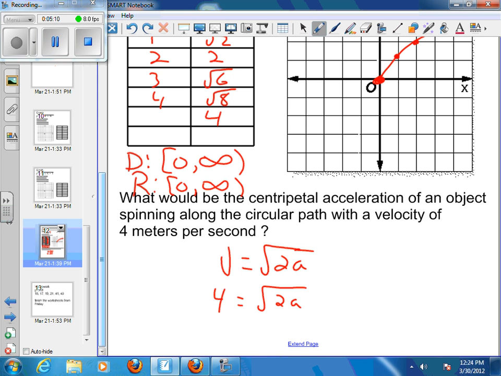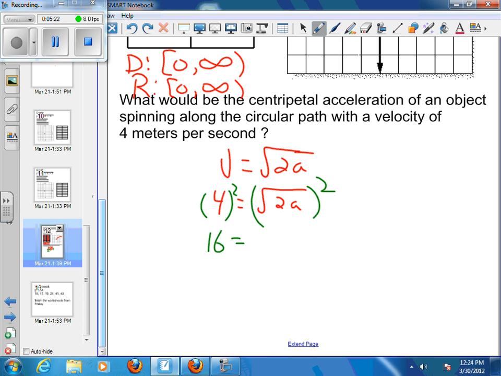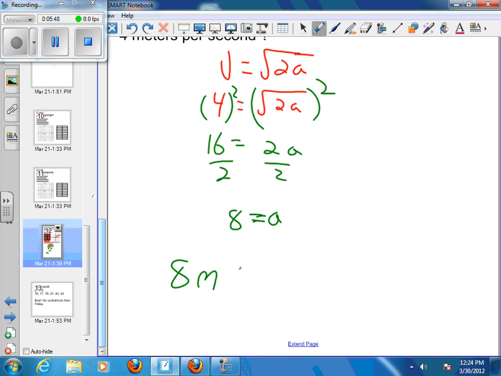So to get the a by itself, you would have to square both sides. So that means I'm squaring this side and I'm squaring this side. So that becomes 16 is equal to, and the opposite of square rooting is squaring, so that basically evens itself out and we just get the 2a over here. Then you can divide both sides by 2, and you end up with a is equal to 8. So your acceleration would be 8 meters per second squared.